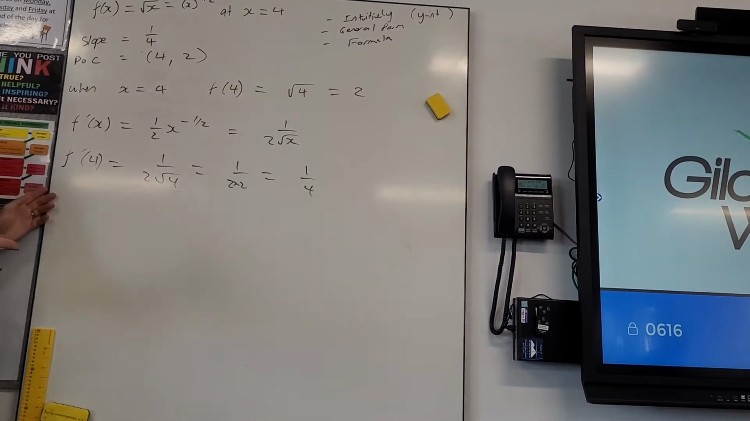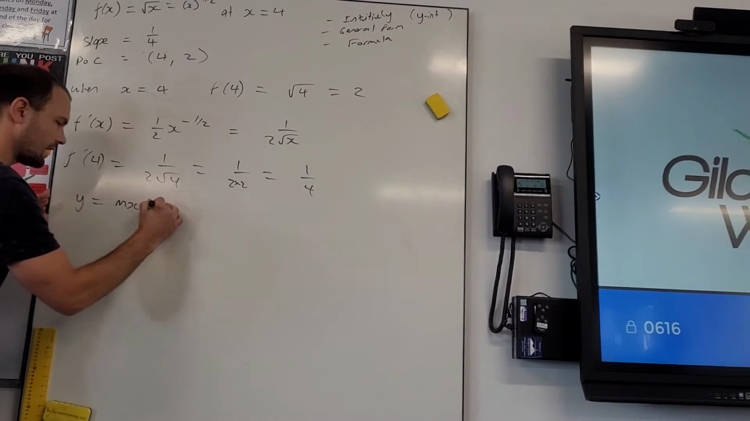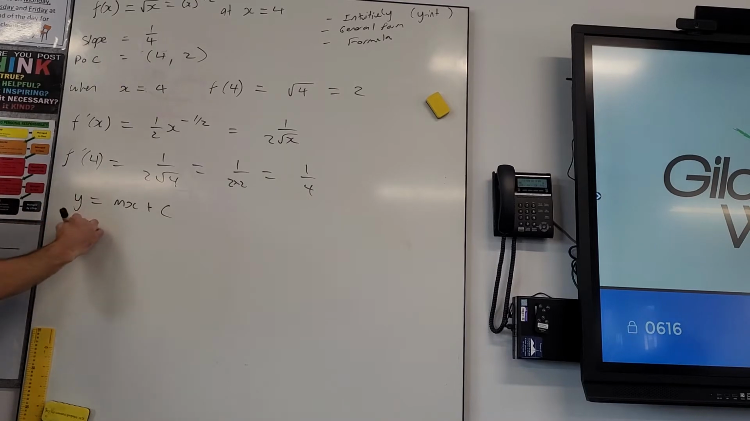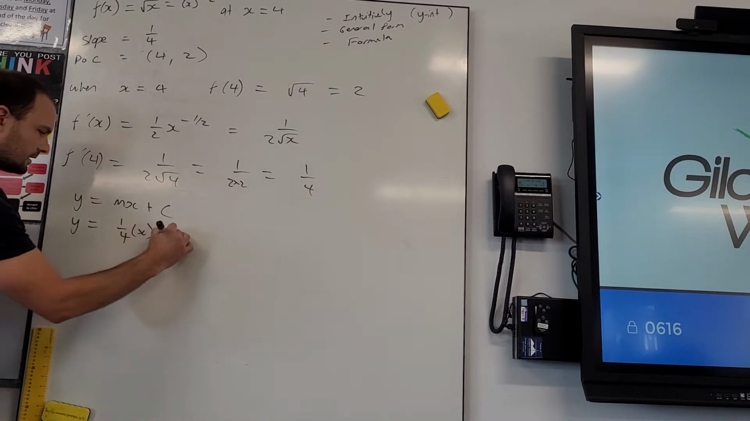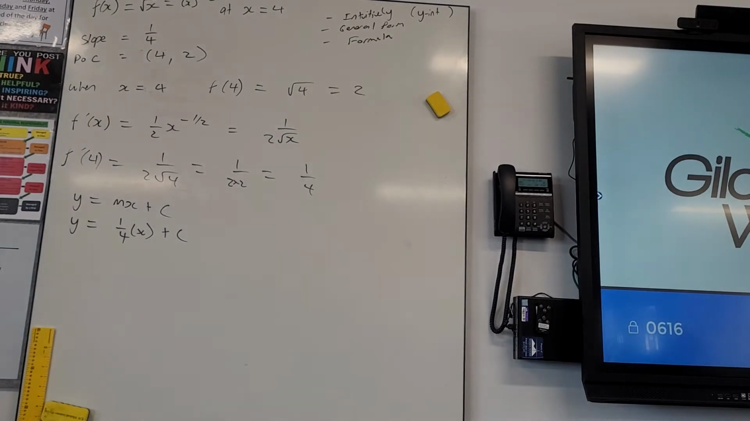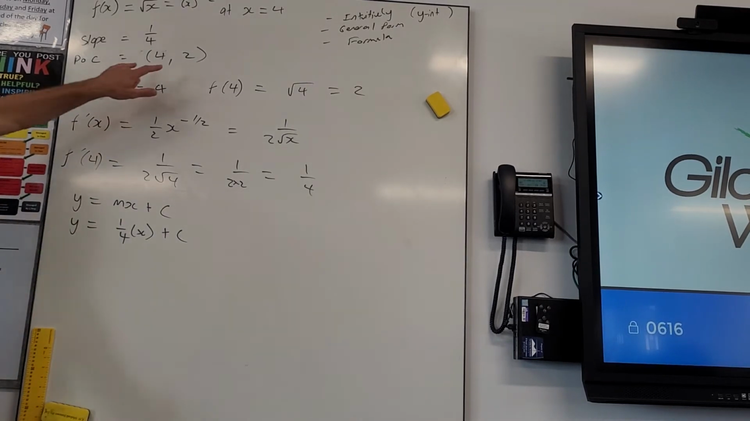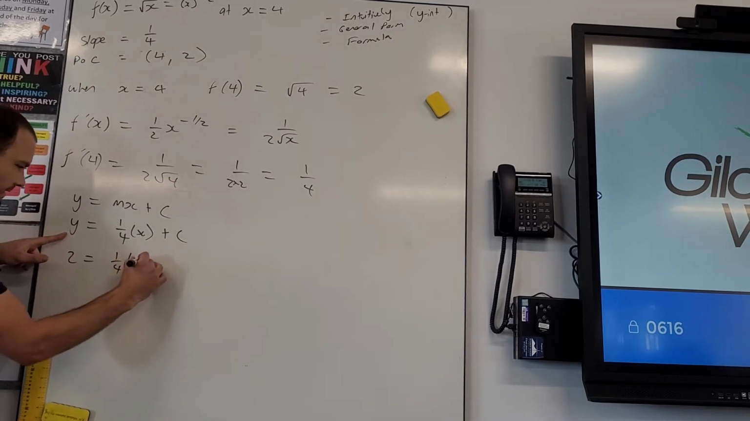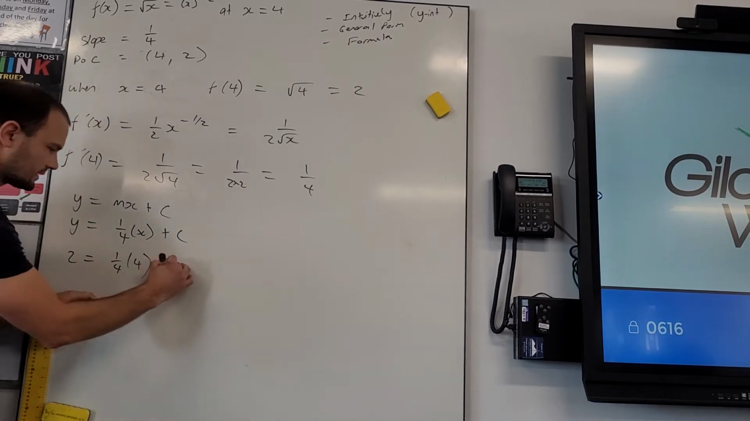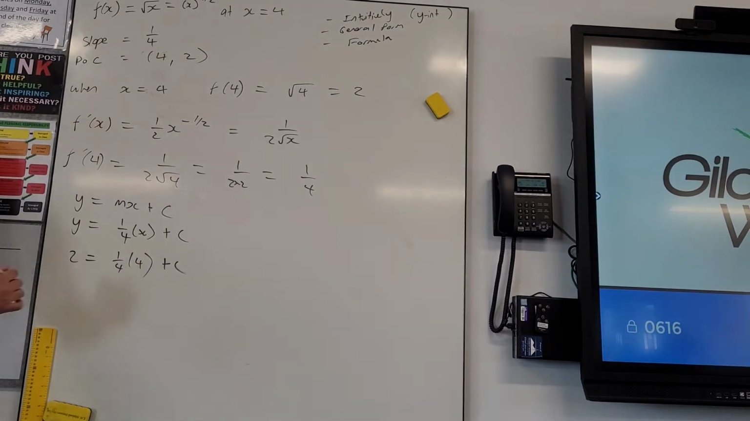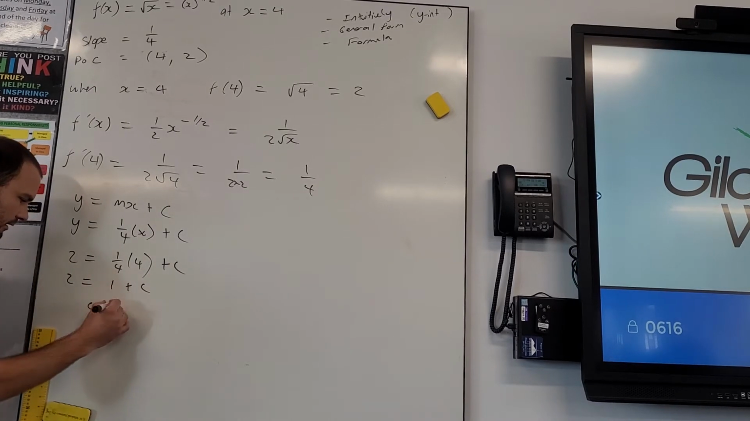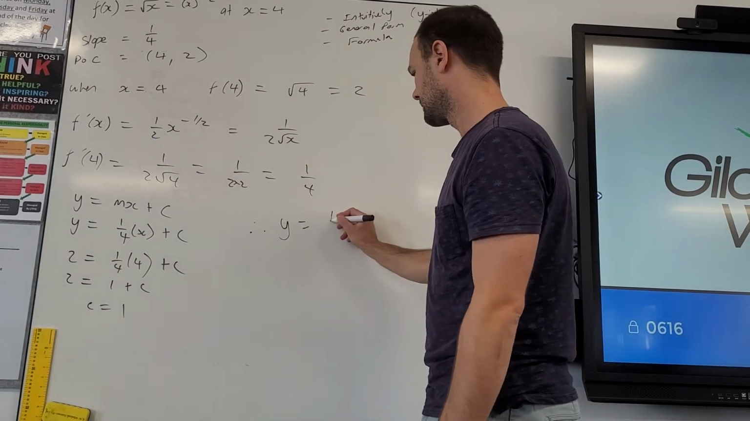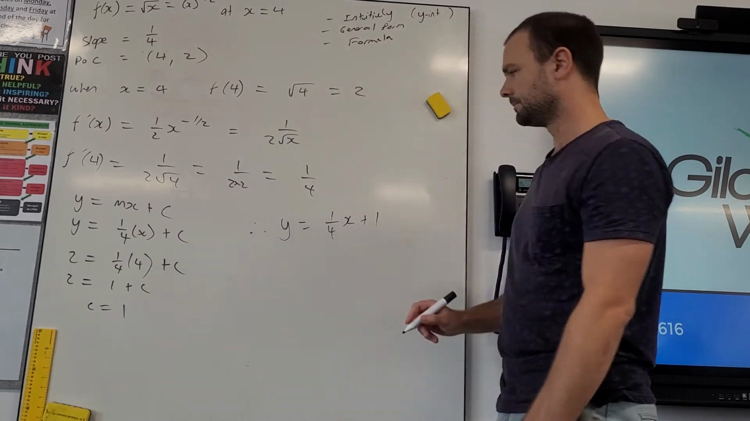Remember, the equation of a line in y-intercept form is y equals mx plus c. We've got our value of m, our slope, that's 1 on 4. So we've got y equals 1 on 4 times x plus c. In order to find this value of c, we need to input the point of contact: y is 2 and x is 4, and then plus c. Processing this for c, we have 2 equals 1 plus c. So c is 1, and therefore the equation of this tangent is y equals 1 on 4 x plus 1.